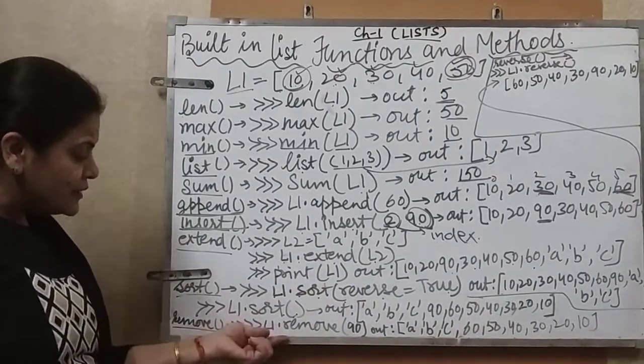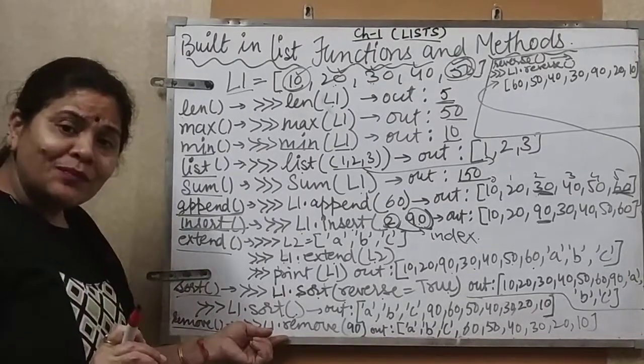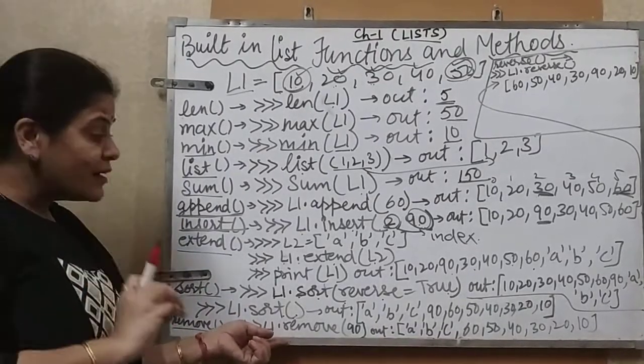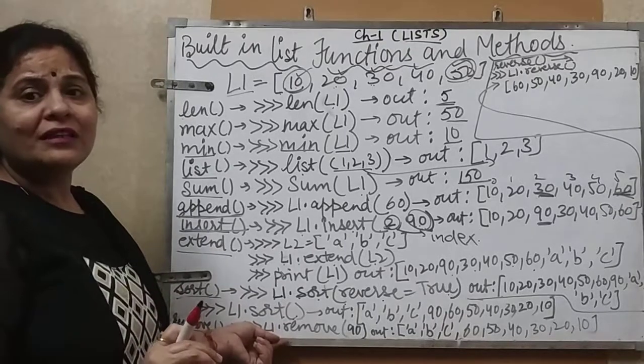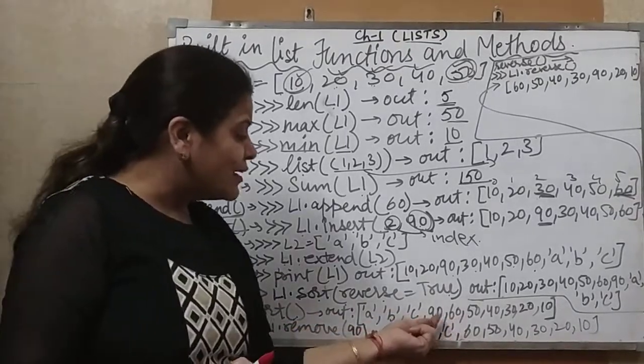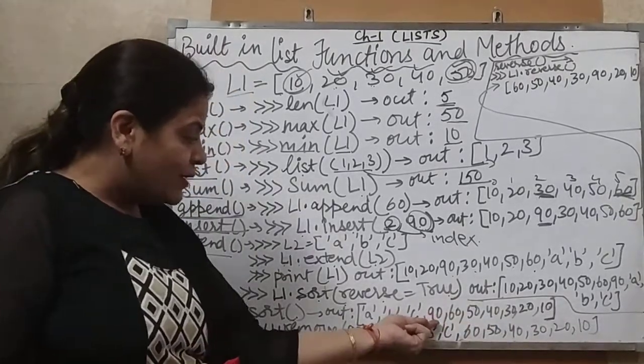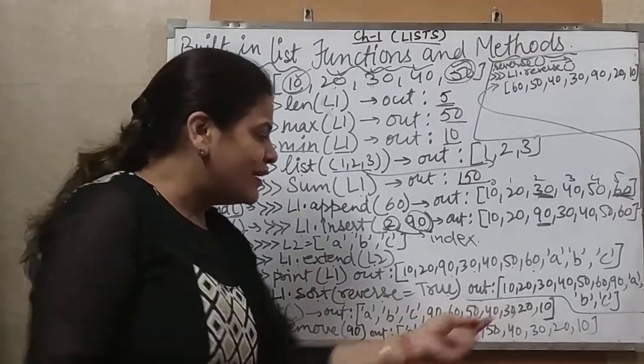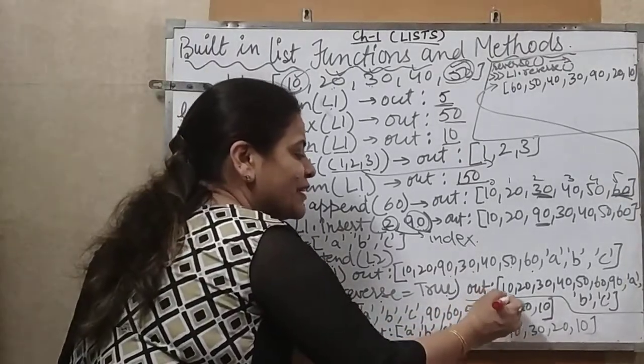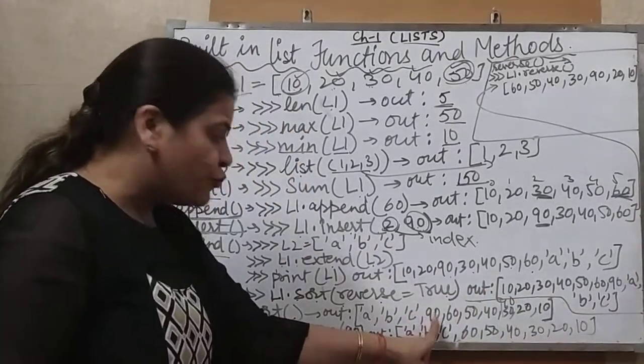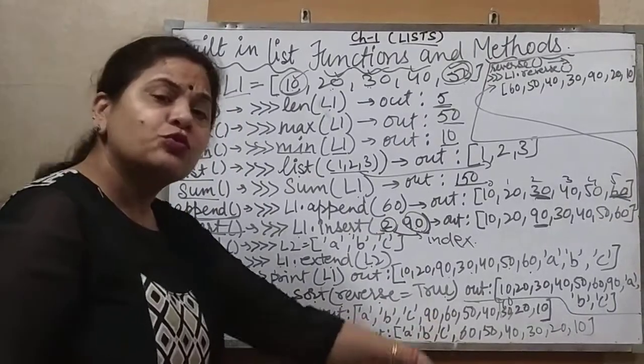Remove function means it will remove a particular element from my list, but it will delete only the first occurrence. Suppose inside my list 90 was coming twice, once here and once somewhere in the middle. Then it will remove the first occurrence of 90.